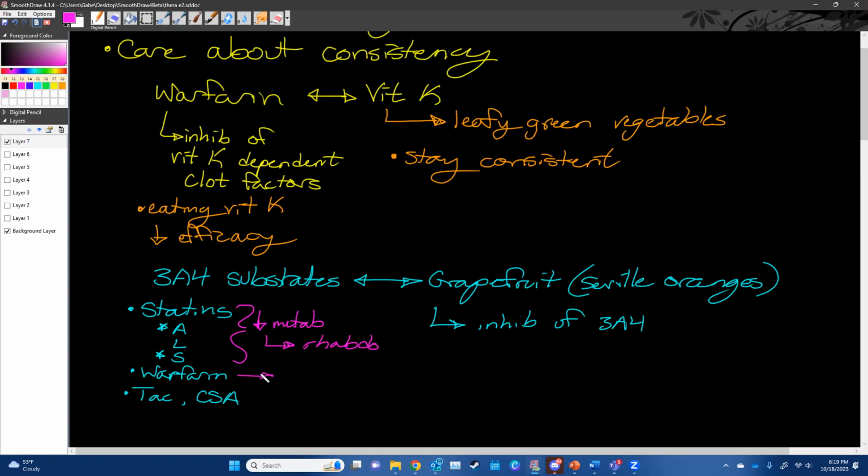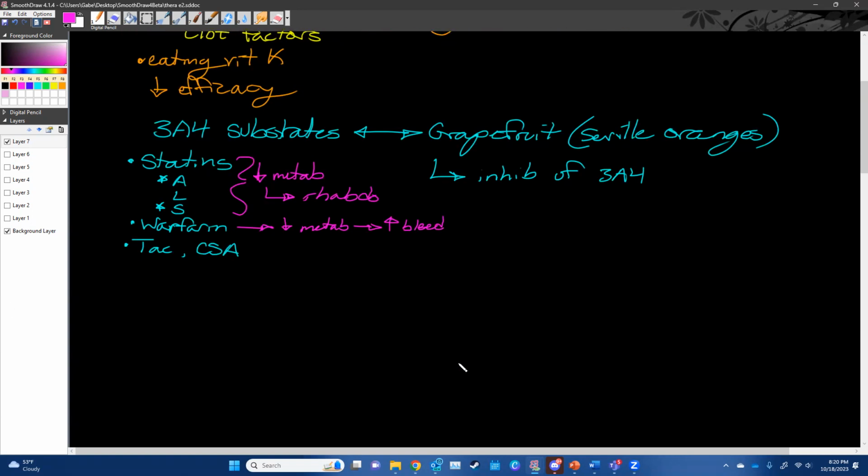What would be the indication that your warfarin levels are too high? Right. Increased bleeding. Tacrolimus and cyclosporin we won't talk about because you'll get to that next year. All right.